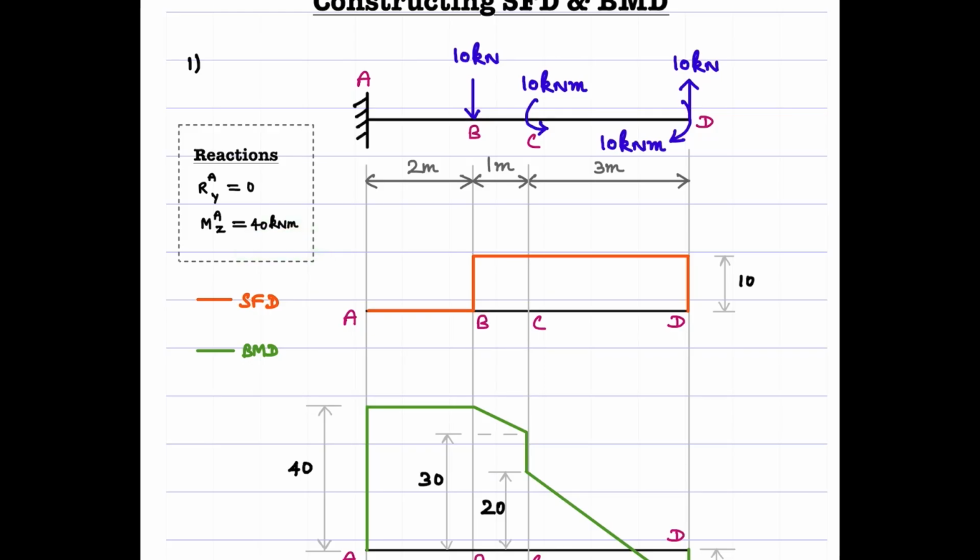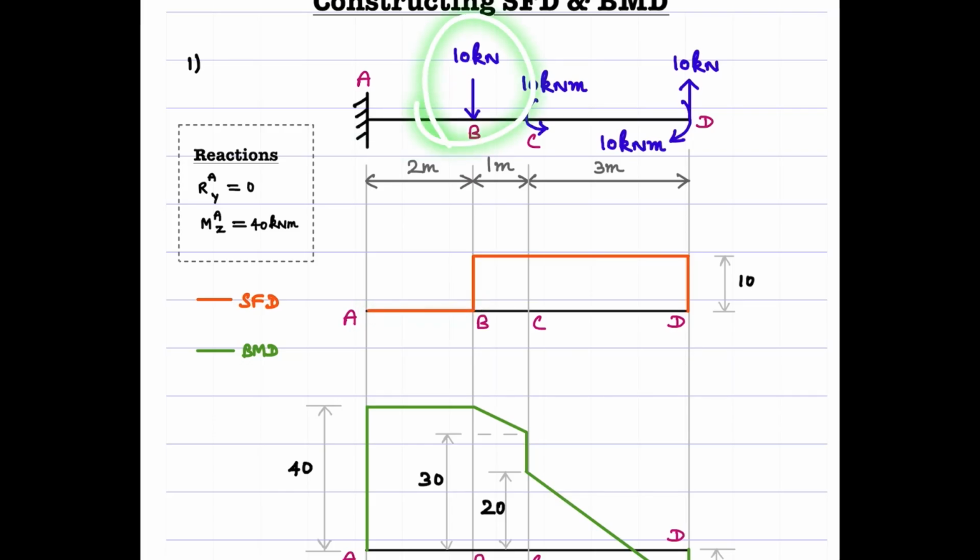So after this first step, one can straight away start drawing the SFD. We see that there is no reactive force here, so it should start with a zero. In this segment of the beam AB, we don't have any other force acting, therefore it should remain a straight line. Now, what should happen at this point B?